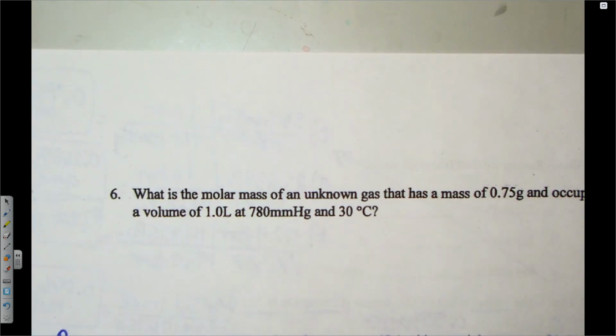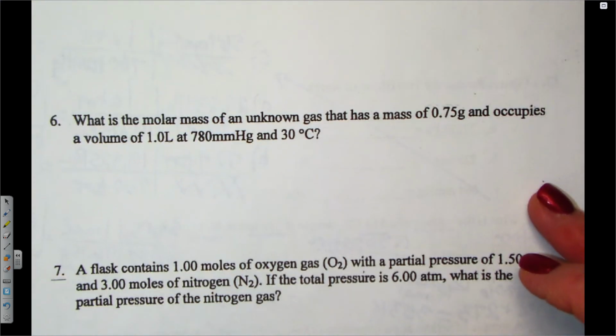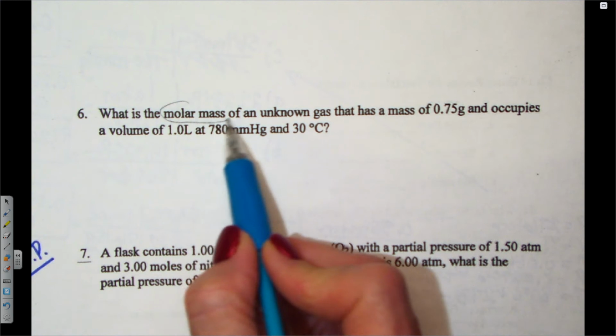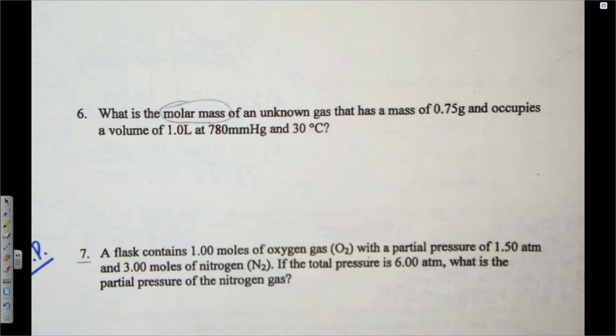All right, let's look at the next problem. The next problem that you had to do for your homework was number 6. Number 6 says, what is the molar mass? Okay, when you see that, that means this is ideal gas law. 9 times out of 10, when you see molar mass, moles, or molecules, it is going to be an ideal gas law problem.